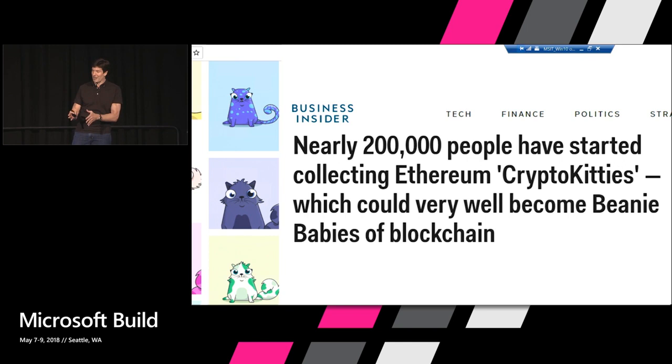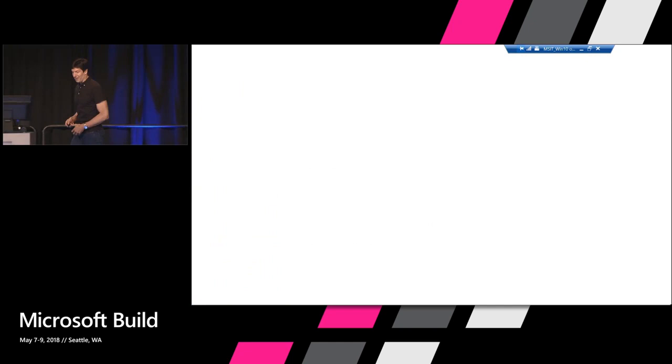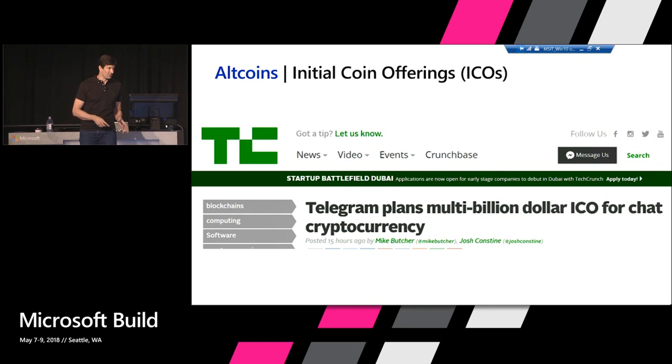So this is an interesting phenomenon. Now, the other thing you'll see on smart contracts are initial coin offerings. So I've talked about Bitcoin, Ethereum, but both are platforms that you can use to launch other currencies on top of them. And this is called an ICO.